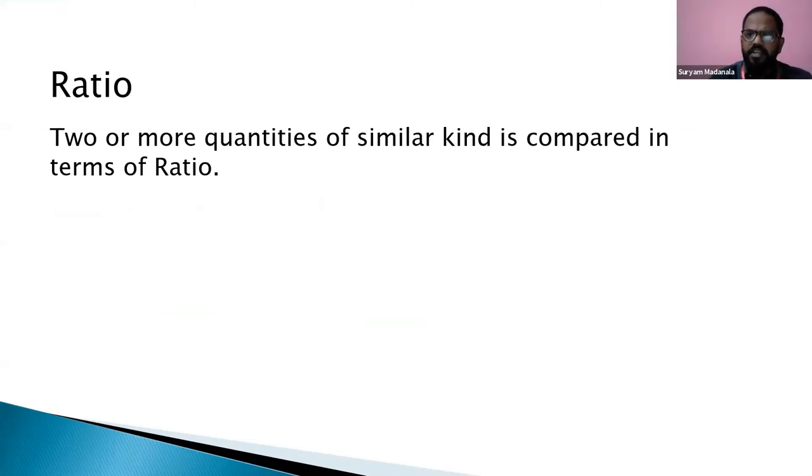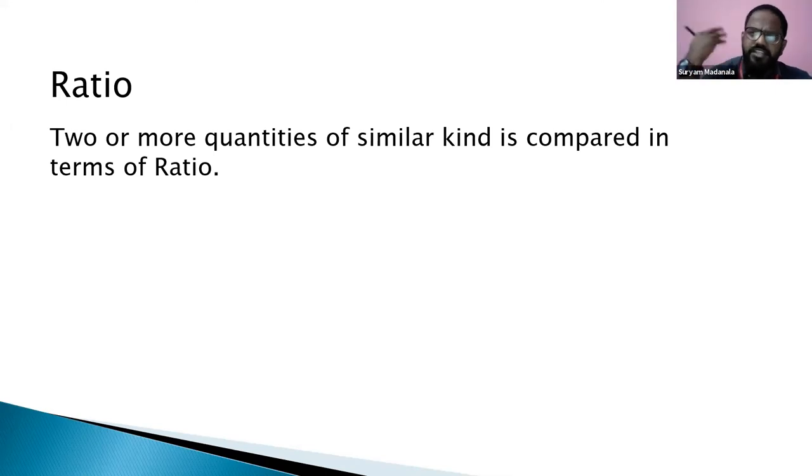When we were discussing percentages, we understood that percentage is just an operator, as other operators are, which we use to compare things, in this case two quantities. But what if we have two or more quantities? If we have two or more quantities, how do we compare them? We compare them in terms of ratios.